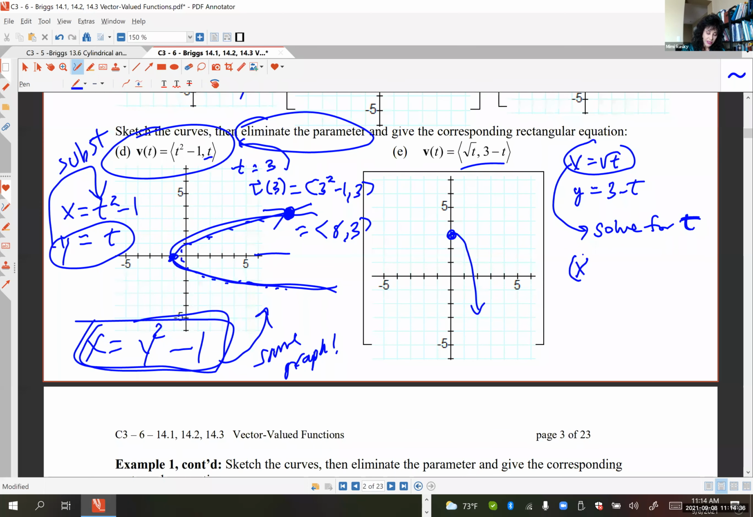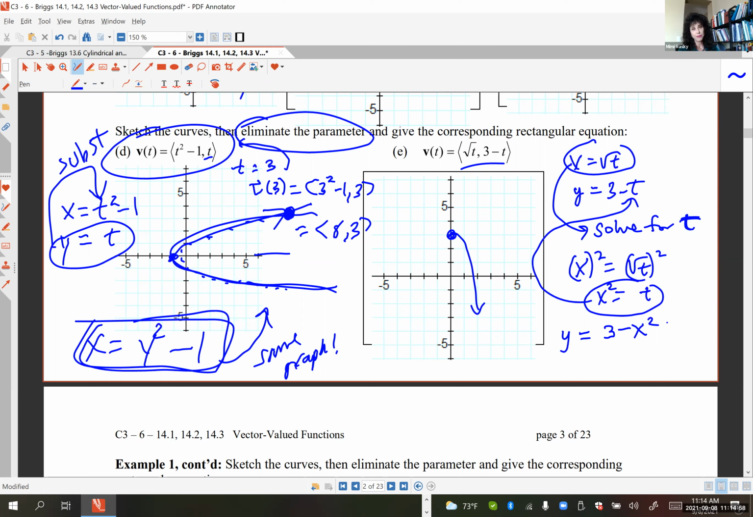So what happens is I'm going to square both sides. And I get t is equal to x squared. So okay, so now what? So you're going to substitute that in place of the other equation's t. So I get y is equal to 3 minus x squared.